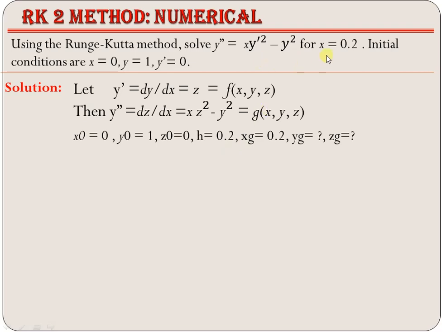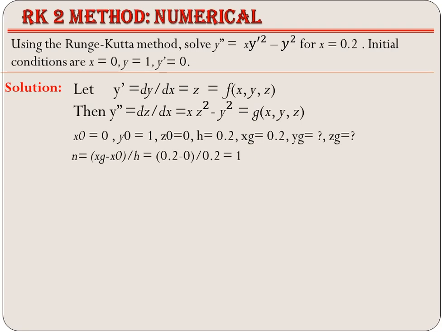Here the step size is not given, but we are considering the step size as 0.2, so we require only one iteration. We have to find the value of yg and zg at the given value of x, that is xg is equal to 0.2. To get the solution we calculate the number of iterations. For this problem only one iteration is required, because we are taking the h value as 0.2. Then for the Runge-Kutta method we know the formula.